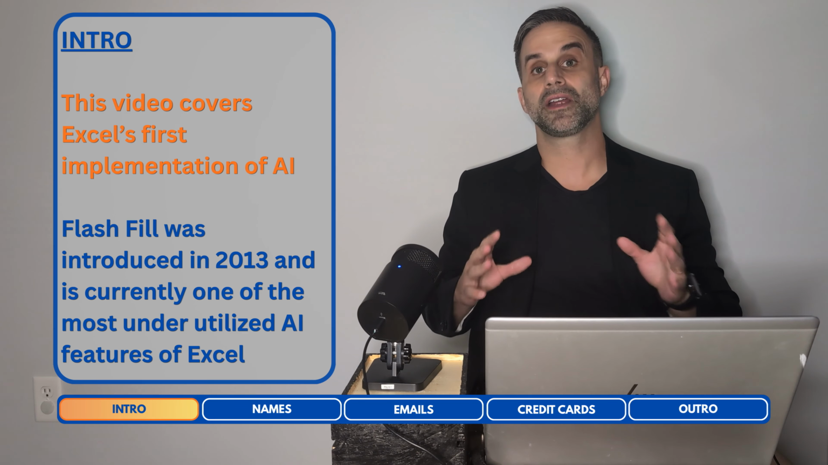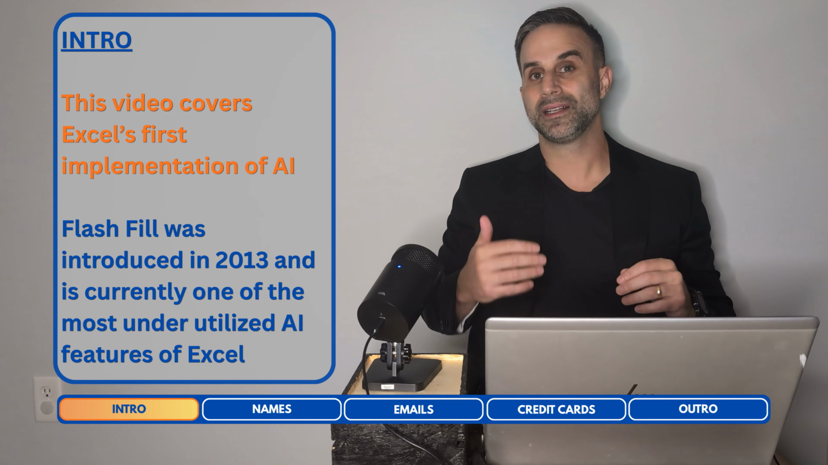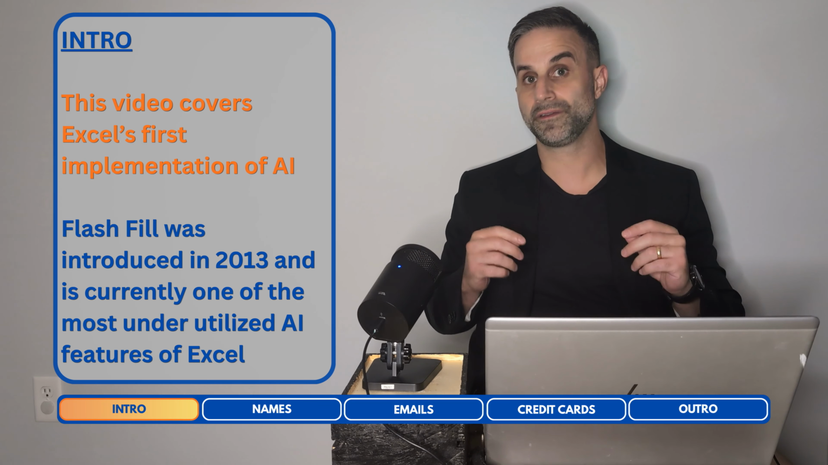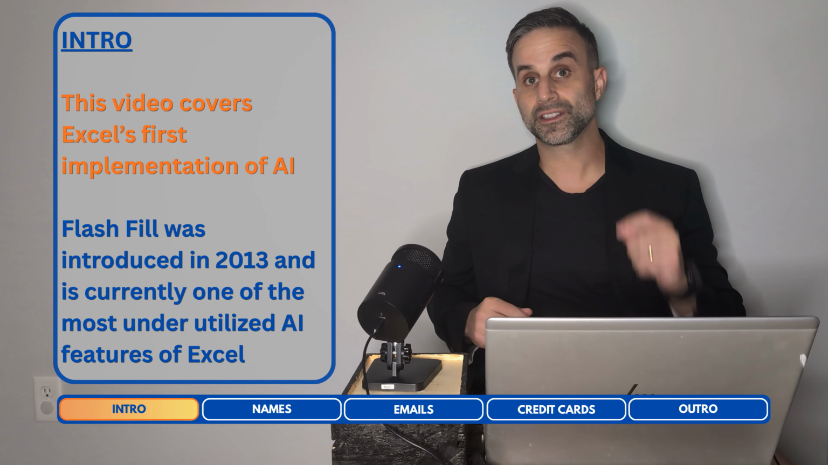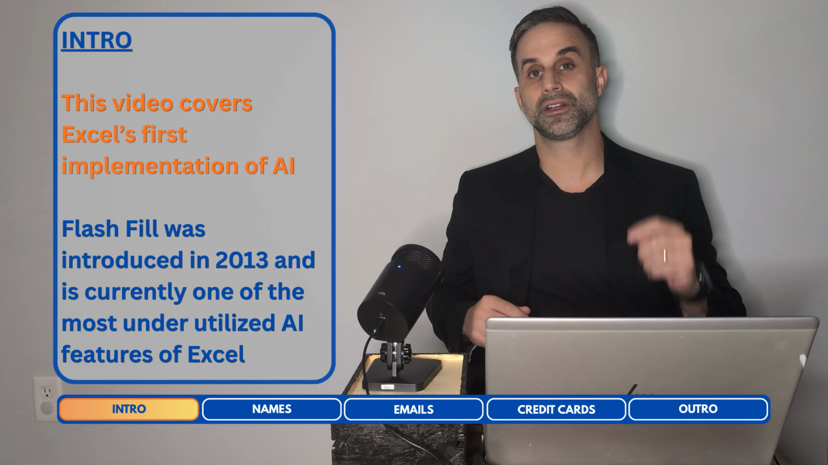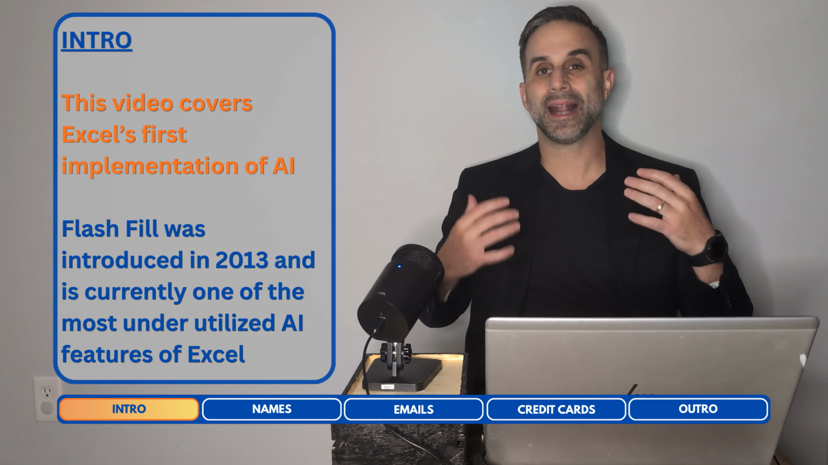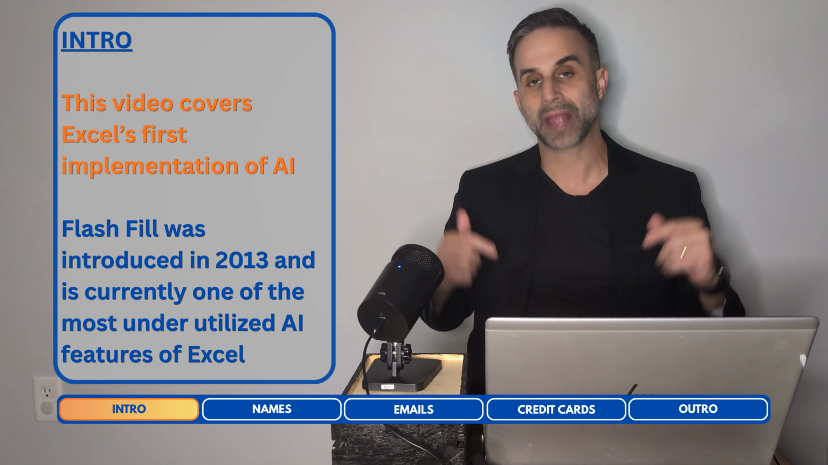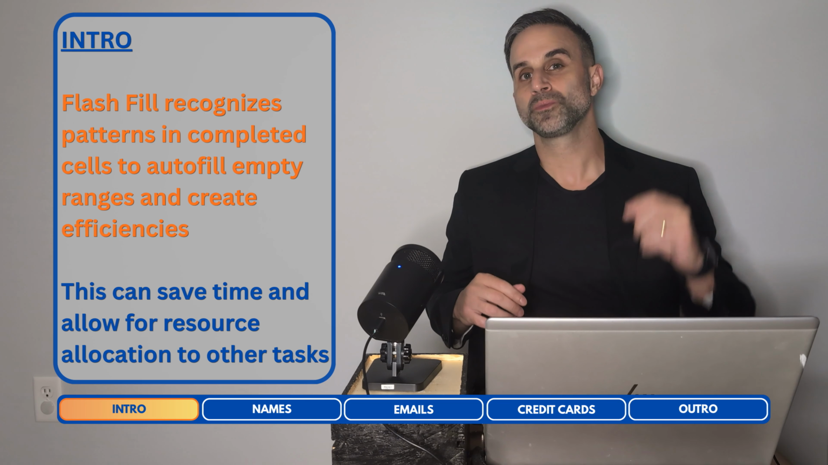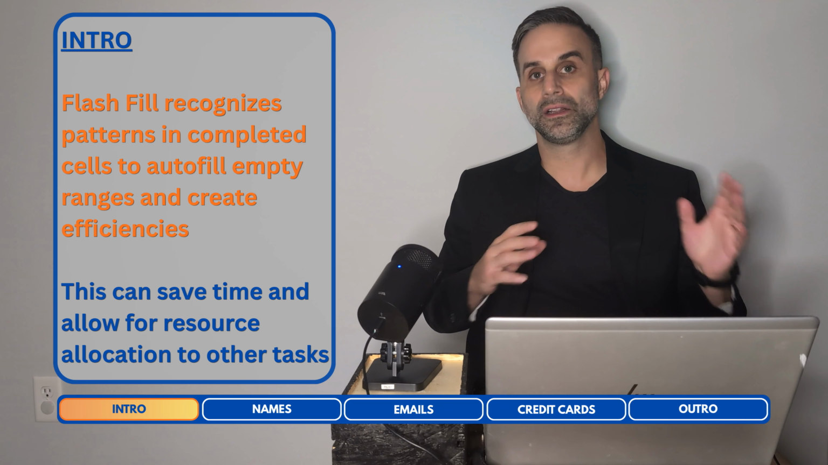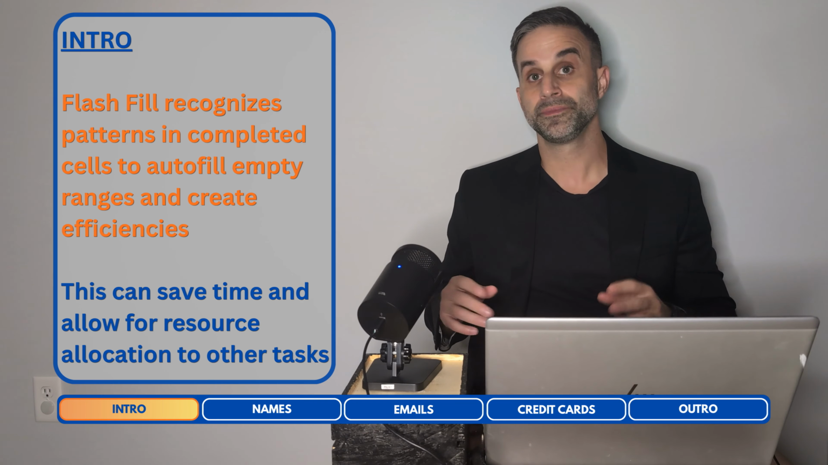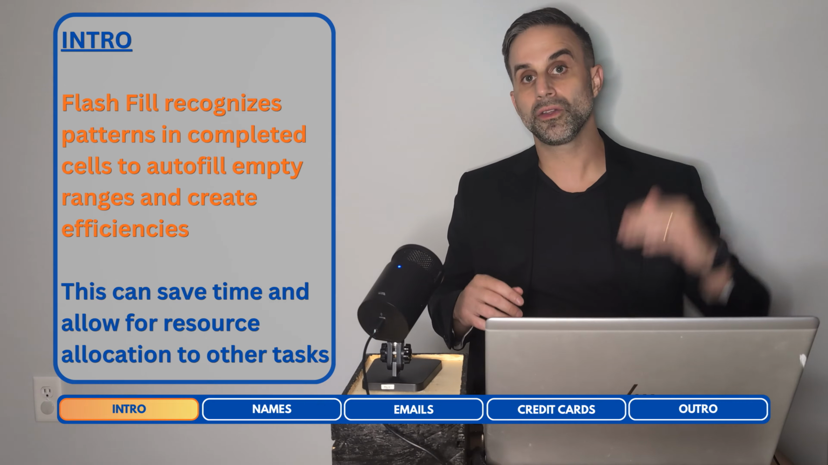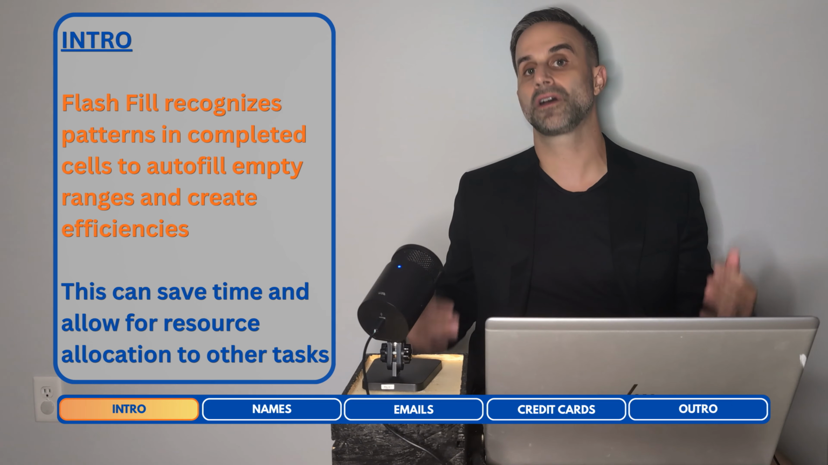In this video, what I would like to go over is one of the first iterations of AI that Microsoft Excel ever implemented into its software. The particular artificial intelligence that I'm speaking of here is FlashFill. FlashFill was introduced in 2013 by Microsoft Excel, and I believe it's one of the most underutilized types of AI in Microsoft Excel as of today. At a high level, what FlashFill will do for you is look at patterns in other cells, and it takes these consistencies in order to complete blank cells all the way down to the last row of any given column.